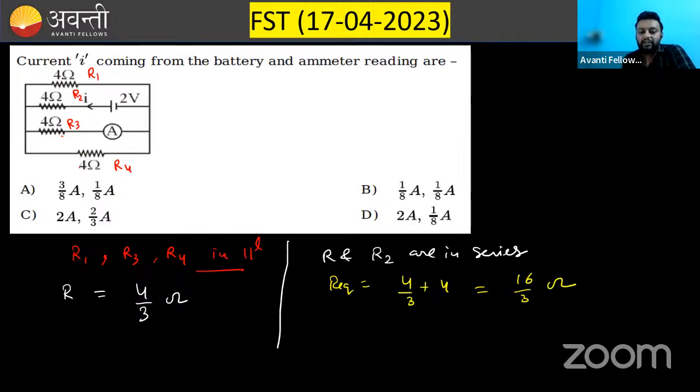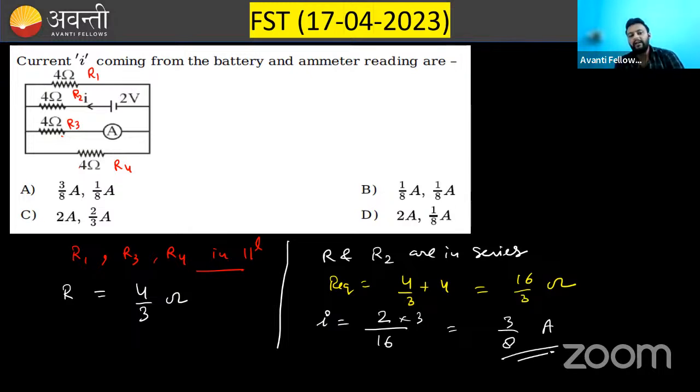If R equivalent is 16 by 3, that means total current supplied by the battery, I, is equal to total potential, 2 volt, divided by total resistance, 16 by 3, or you can say 3 by 8 ampere. You can find that the total current supplied by the battery is 3 by 8 ampere, which is in option number A, 3 by 8 ampere.